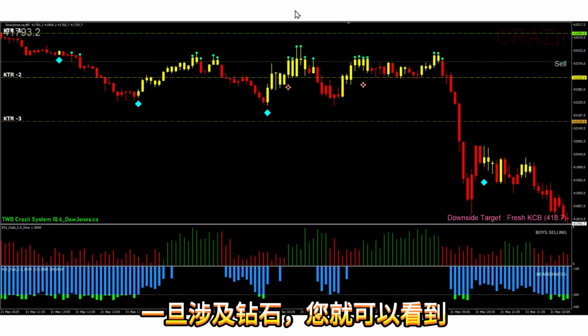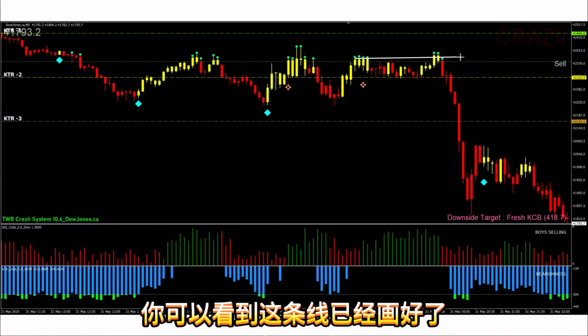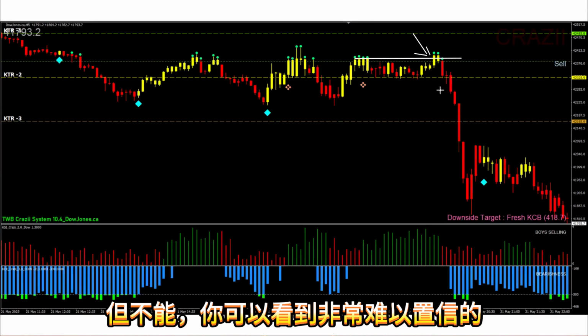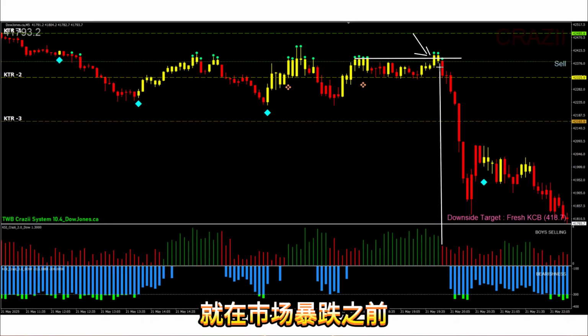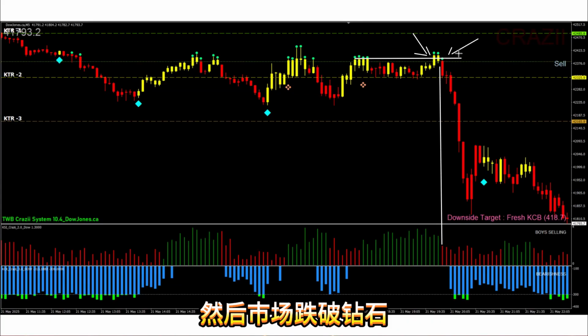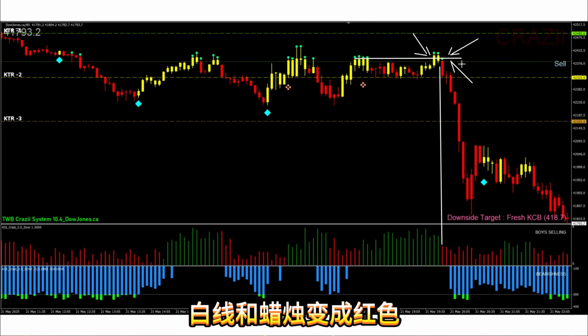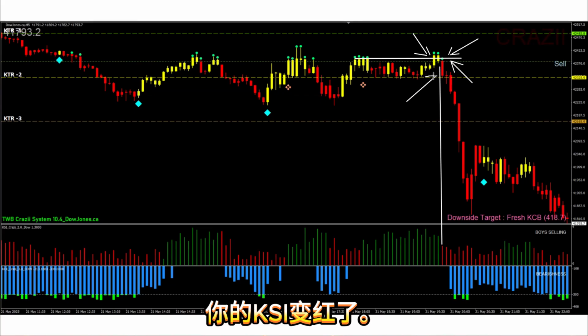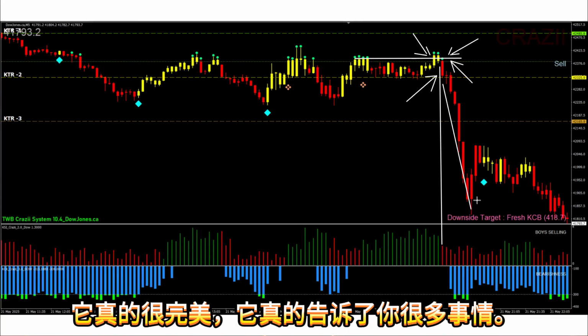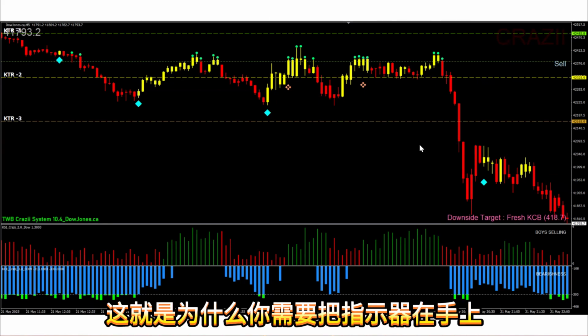In the later part, you can see that once the diamond is involved and the line is drawn, the market just tries to go up but cannot. And just before the market cascaded downwards, the KSI had already turned red. Very interesting, right? So we have the MA already in the market, and then the market breaks below the diamond white line, and the bar turns red, and you have your KSI turning red. Oh my goodness, bang, sell it. If you look at it from hindsight, it's really perfect. It tells you a lot of things. That's why you need to have the indicator on your hand.